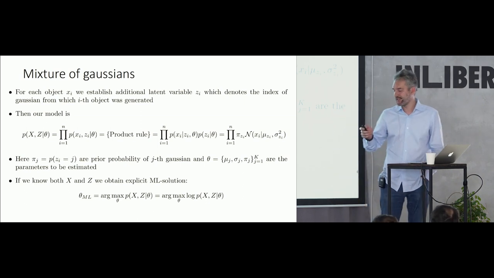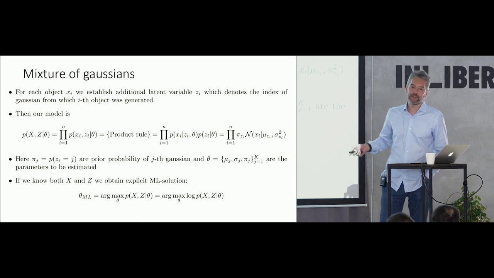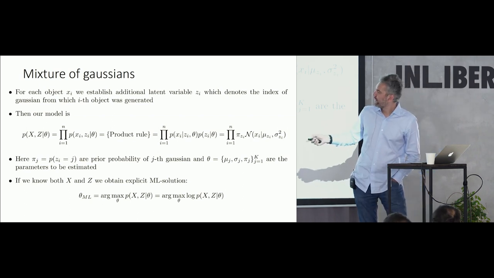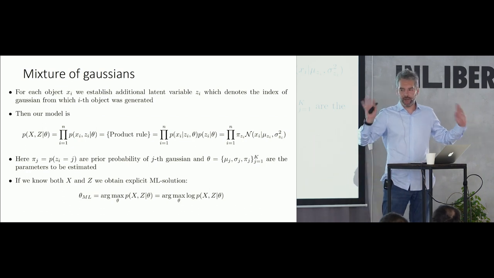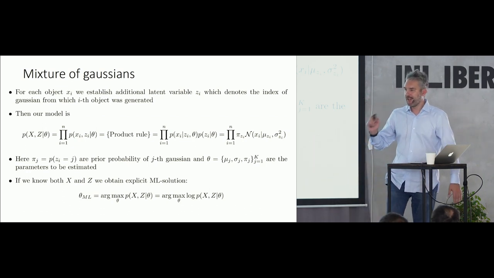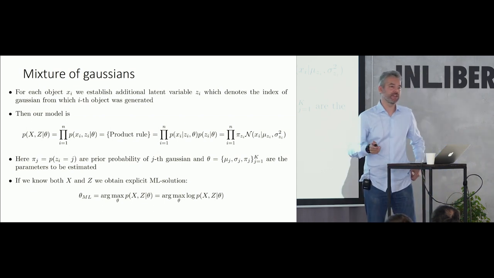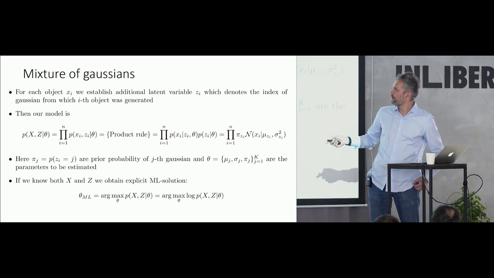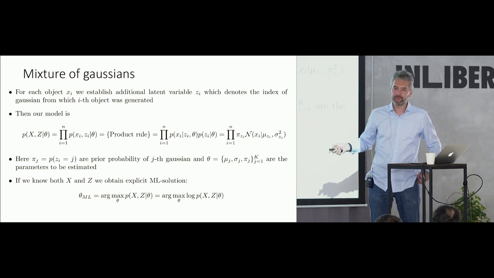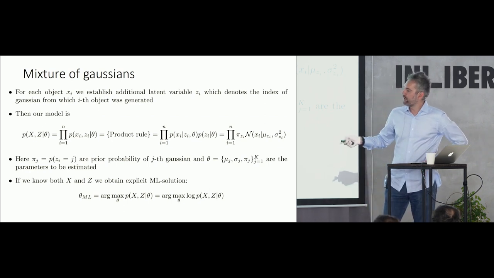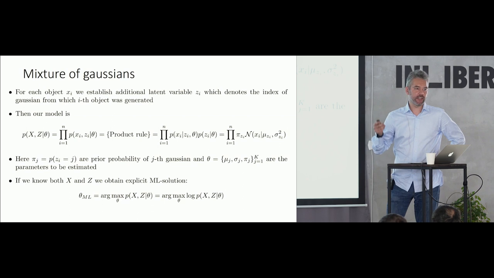For simplicity, let us try to perform maximum likelihood estimation, so we do not establish any prior distribution over theta. Of course, we can do that as well, but during this talk, we'll try to perform maximum likelihood estimation. And then our probabilistic model is simply the joint distribution over x and z. So first of all, the data is assumed to be IID, independent, identically distributed.